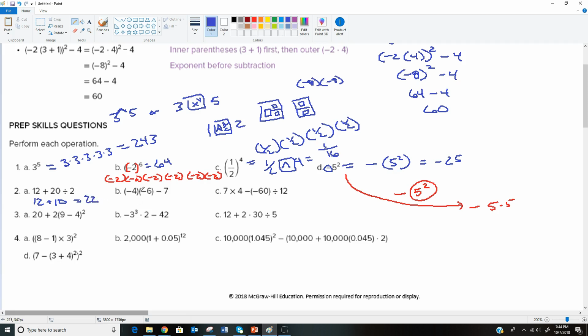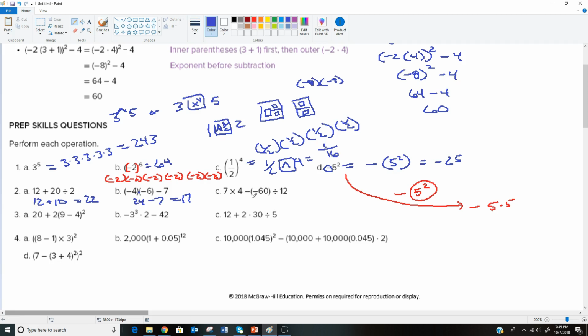On this problem, we're going to do the multiplication before we do the subtraction. Negative 4 times negative 6 is 24. Then minus 7 would give us 17.